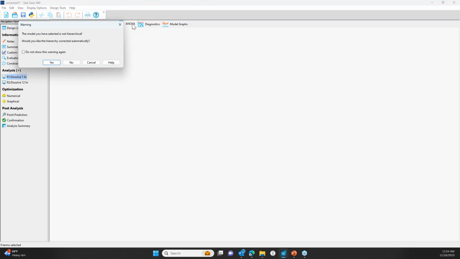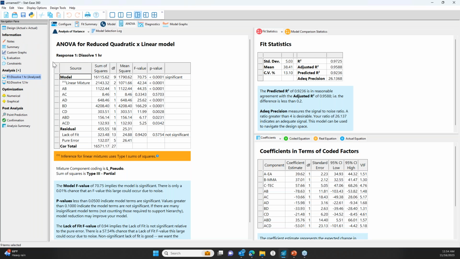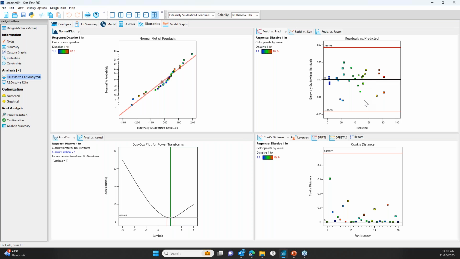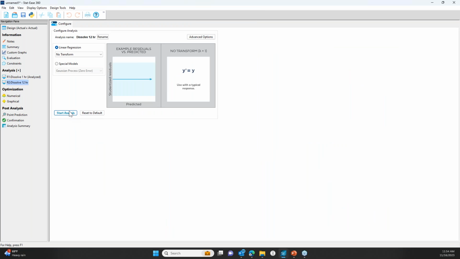We'll click on ANOVA, and it needs to add some of them back to support hierarchy. To make a long story short, the answer to that question is always yes. And then here becomes the simplified predictive model, right? It's significant, the lack of fit is not significant. Fit statistics are fantastic. We can look at the diagnostics. I'm happy enough with that. Well, let's do the 12-hour one now. We'll start that analysis.